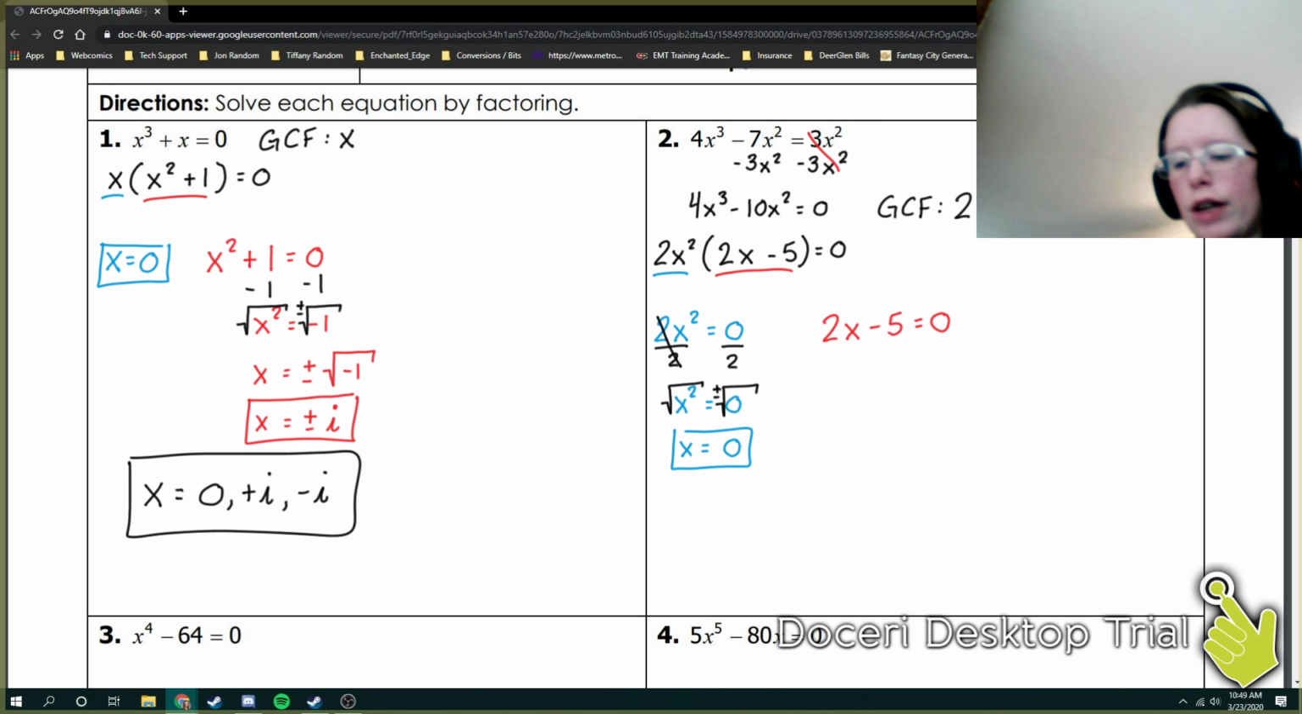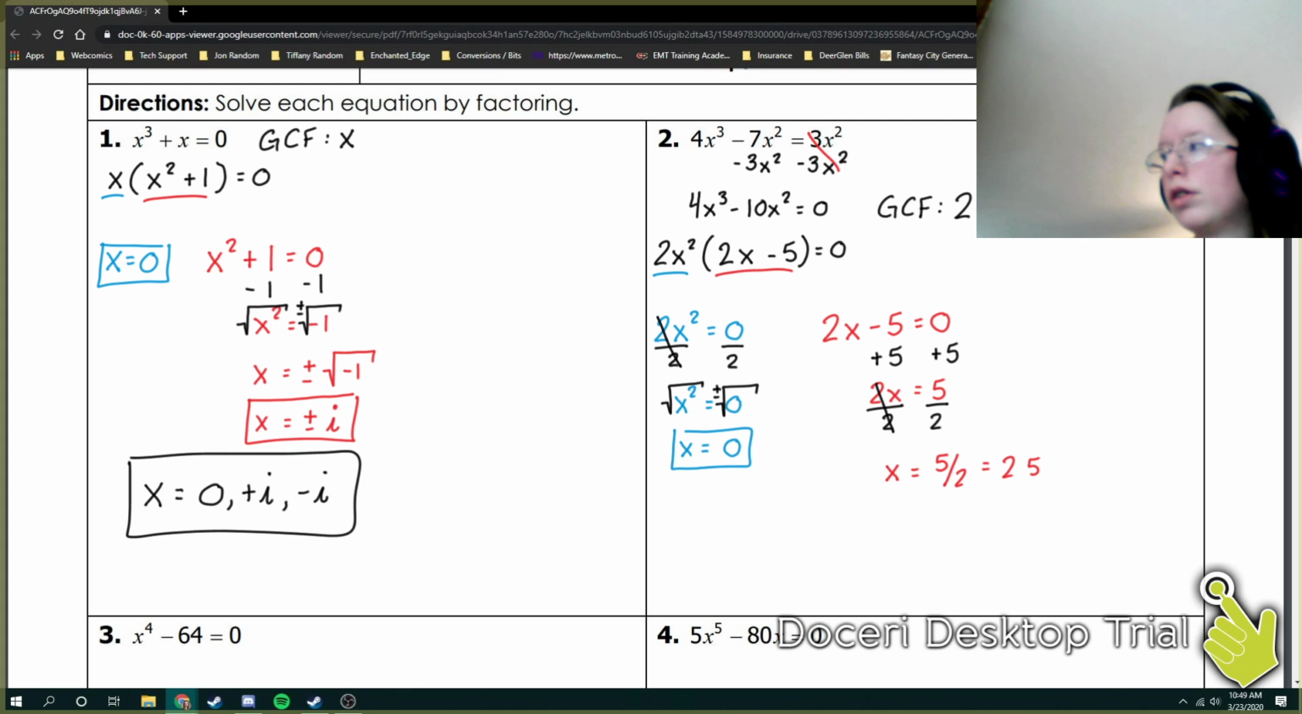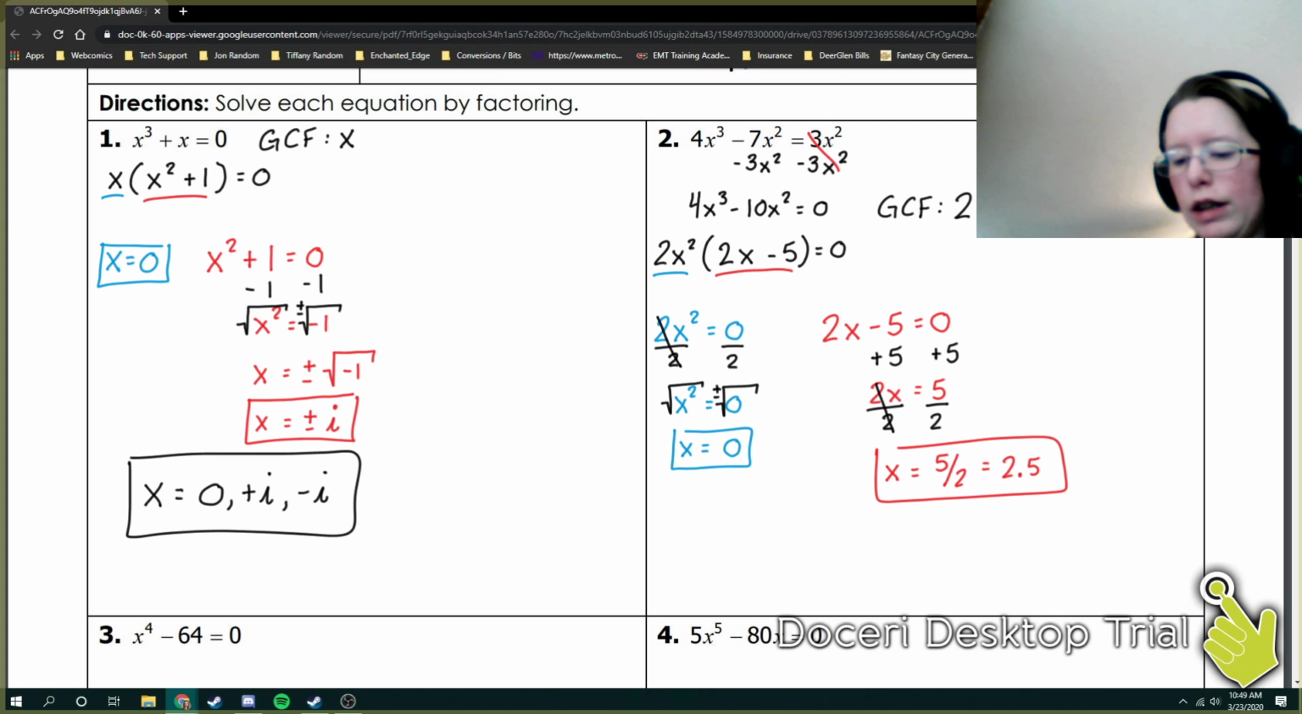2x minus 5 equals 0. So I'm going to solve this one for x. Add 5, and divide by 2. And we get 5 halves, or as a decimal, that's 2.5. So x in this problem can either be 0 or 5 halves.